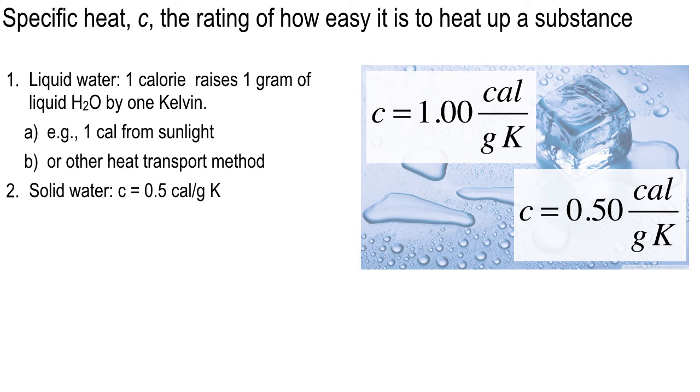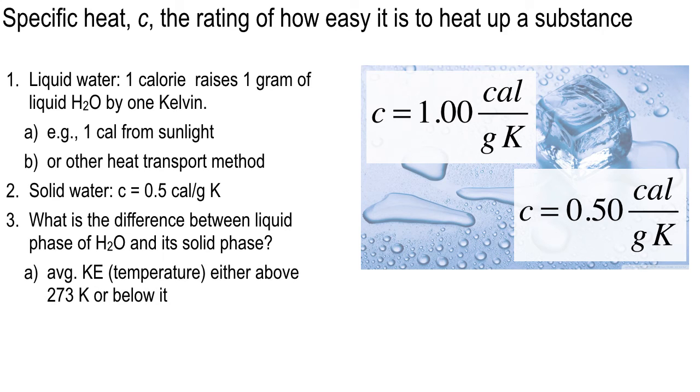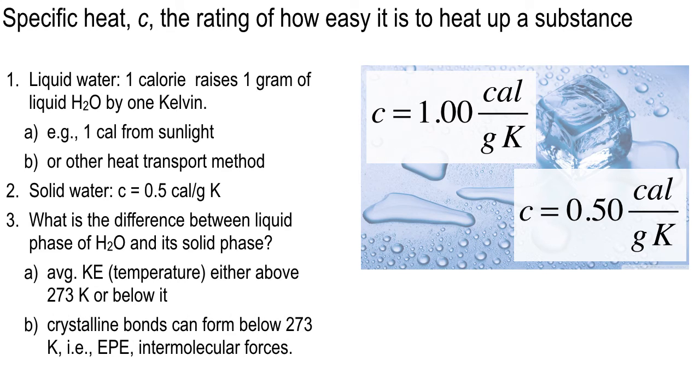Now, the difference between solid and liquid is the phase change, and we're going to talk about the change of phase in just a minute. But when you heat something up to the melting point for water, 273 Kelvin, that's your average temperature, your average kinetic energy measurement. Below that, your H2O molecules are going to be slow enough that they can bond together and stay bonded.